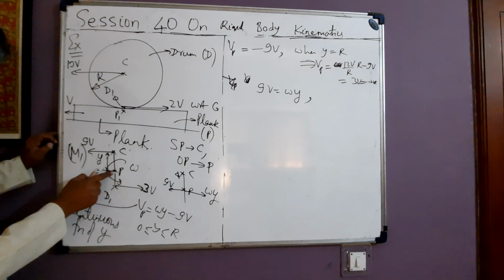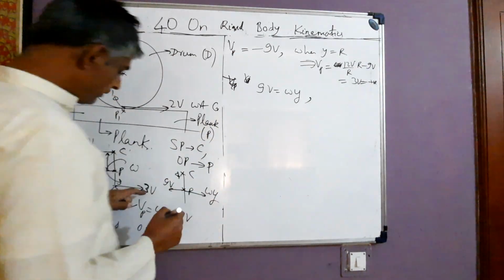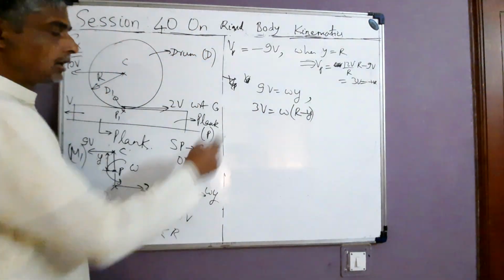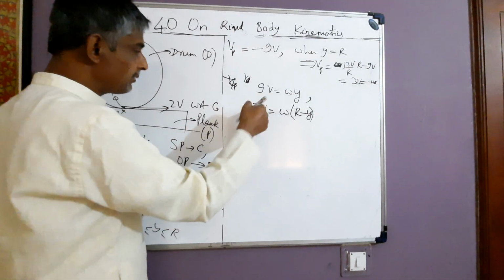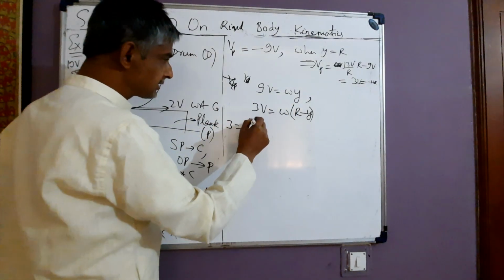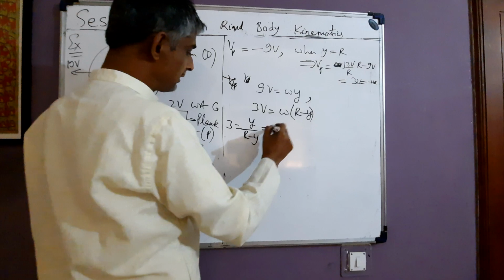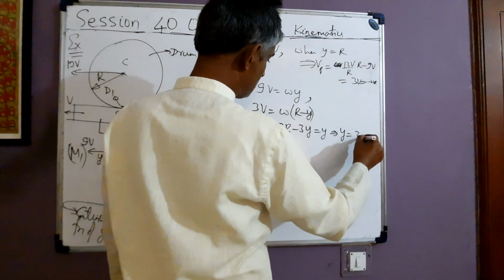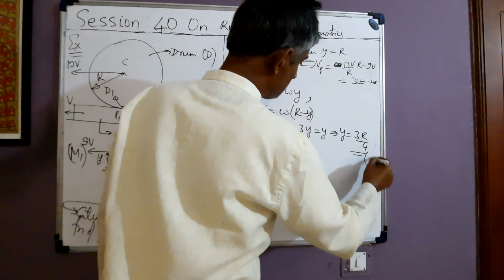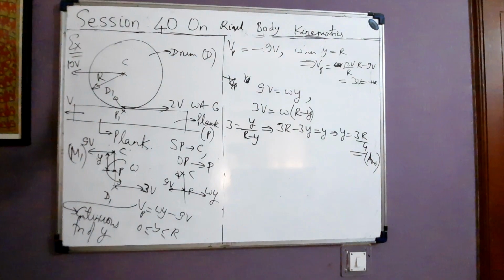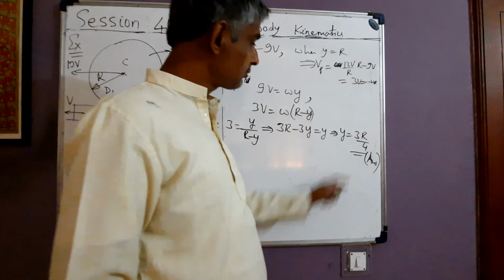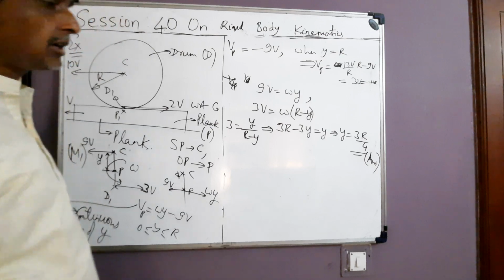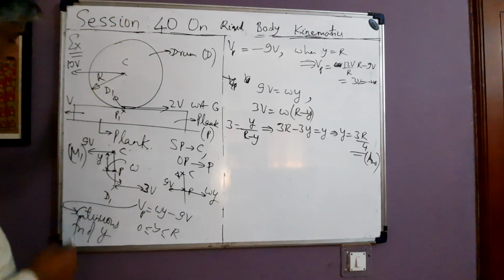And the IC is at a distance of R minus Y from D1. The speed of D1 is 3V, which equals omega into R minus Y. Now I divide these two, this by this. 9V by 3V becomes 3. Omega cancels out. So y by R minus y is 3, so 3R minus 3y is equal to y. So y is equal to 3R by 4. This is the required answer. The IC of drum with respect to plank is at a distance of 3R by 4 below center C, which we obtained by method 1.